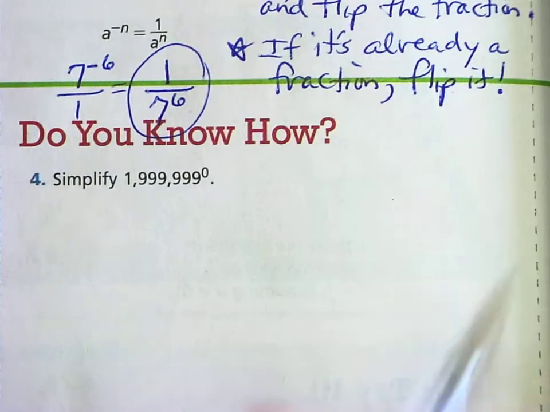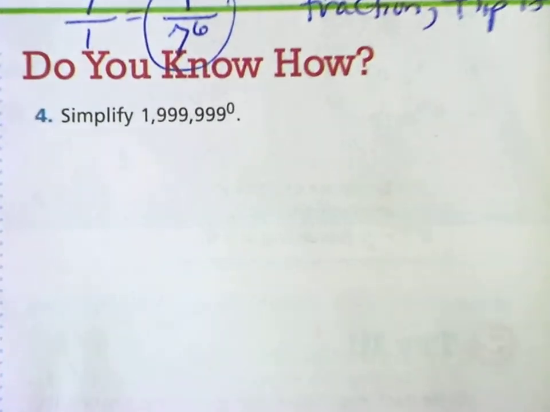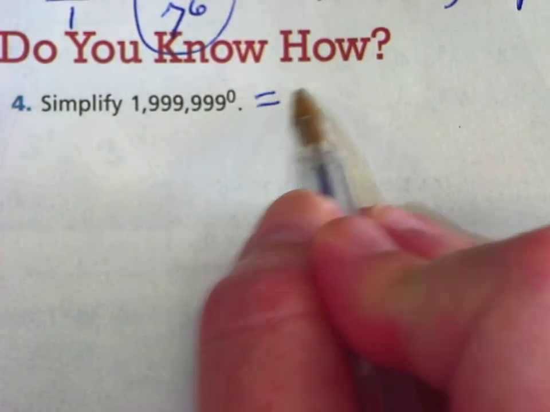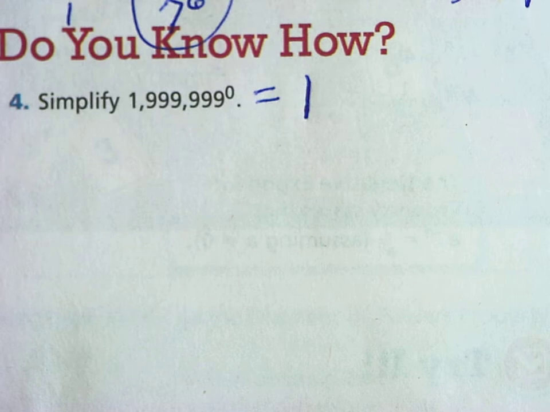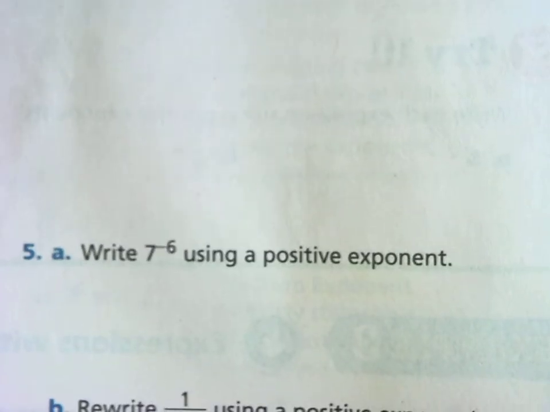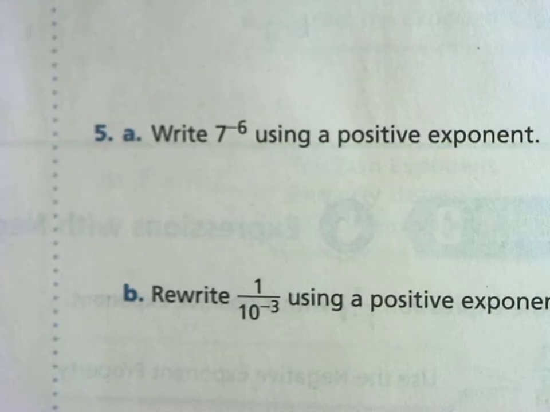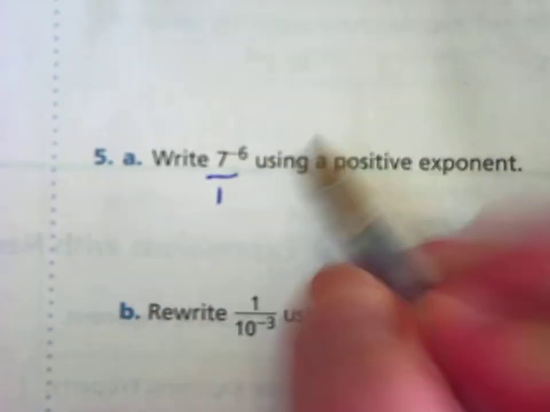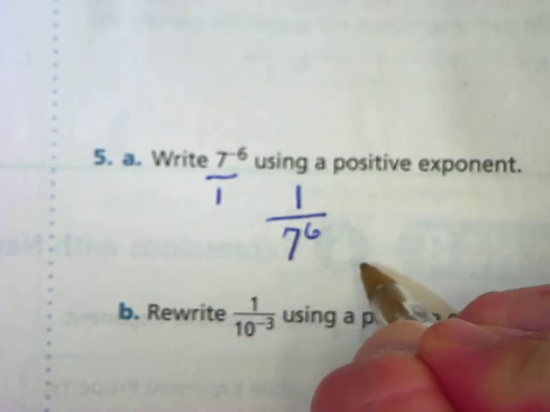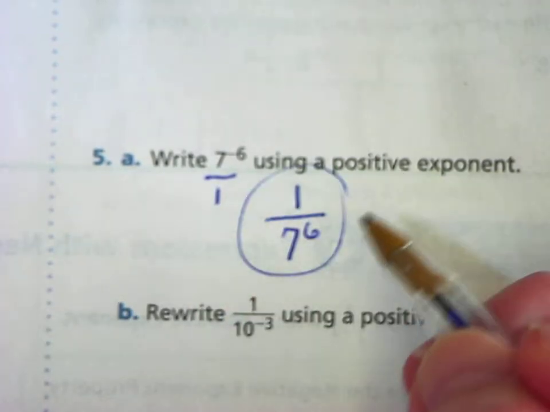Let's just do a couple of these. 1,999,999 to the zero power is 1. Any number to the zero power is 1. Now when you have a negative exponent, remember, and we just did this one, you're going to make it a fraction, and you're going to flip the fraction. So you have 1 over 7 to the 6th. That would be your final answer.